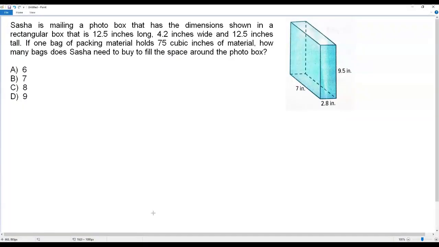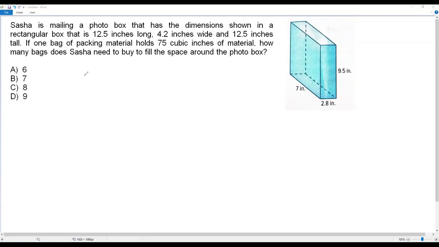Here we have a SAT math question. Okay, let's go to the information. Sasha is making a photo box that has the dimensions shown in a rectangular box that is 12.5 inches long, 4.2 inches wide, and 12.5 inches tall. If one bag of packing material holds 75 cubic inches of material, how many bags does Sasha need to buy to fill the space around the photo box?